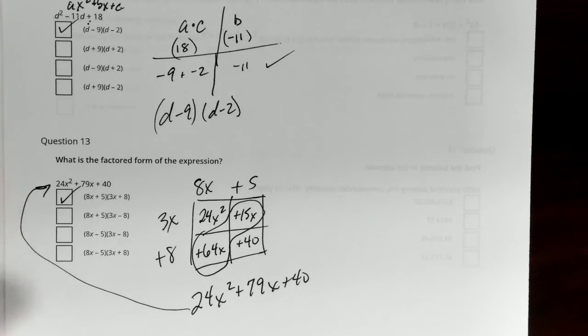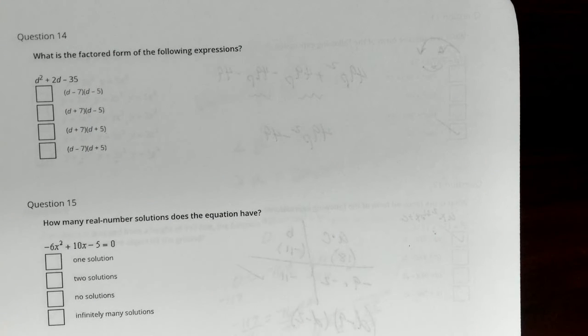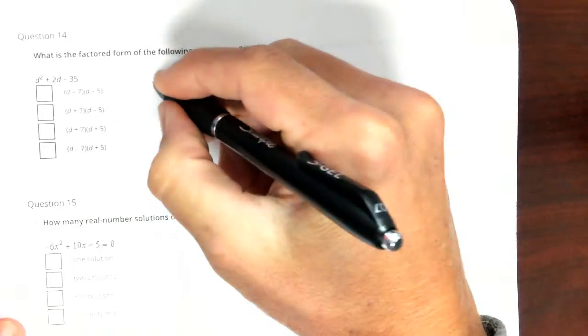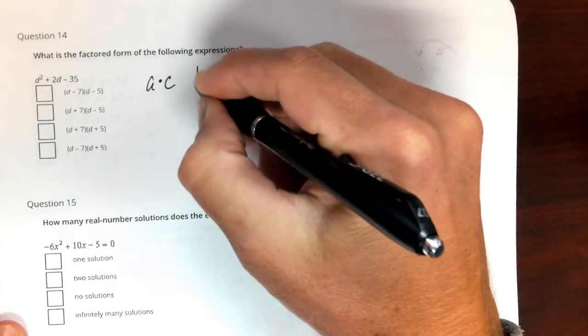Fantastic. Going to number 14. Number 14, again, we're looking to factor. Okay, we'll go ahead and factor this one for you. I'm looking for factors, again, of a times c that add to give me b.